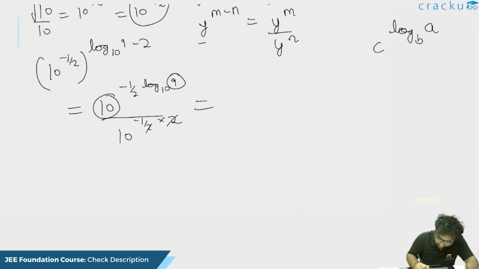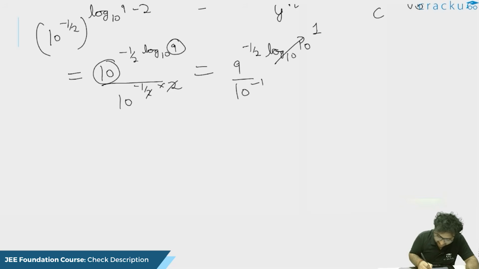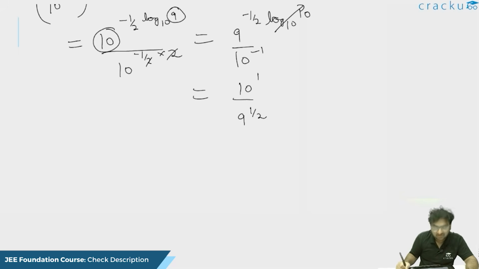So this will be equal to 9 to the power 1 by 2 into log 10. Now I know log a to the base a is 1. And the 10 to the power minus 1 is here. So this will be equal to 10 to the power 1 upon 9 to the power 1 by 2. Now 9 is 3 square, so 3 to the power 2 by 2, which is equal to 10 by 3.